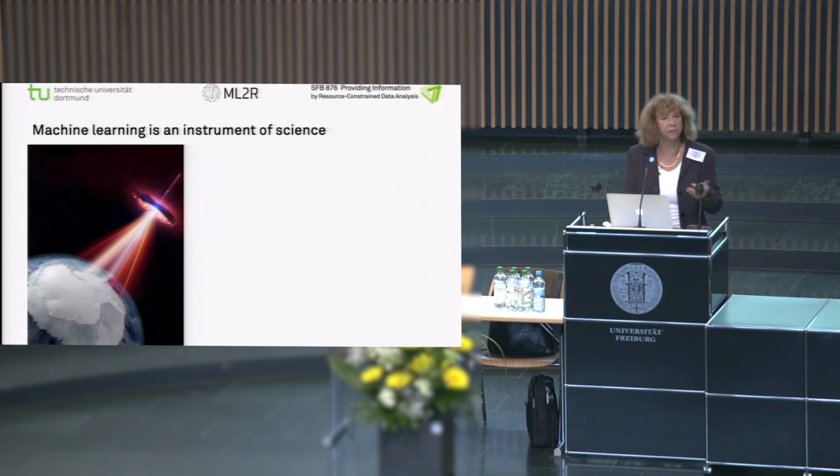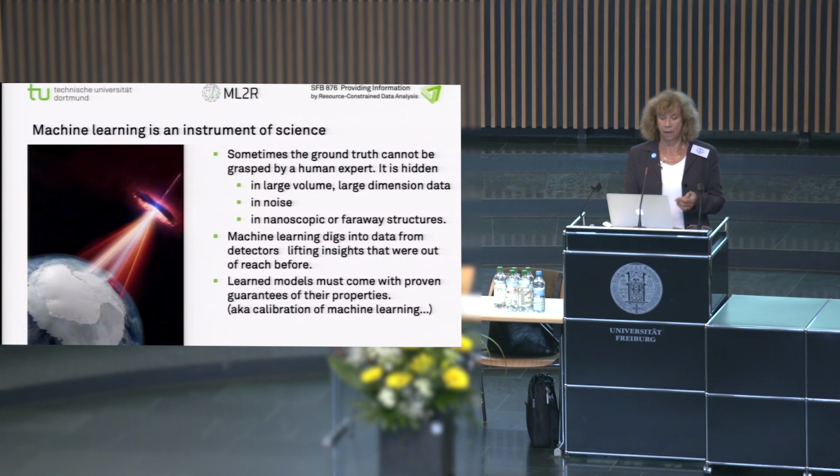Okay. So machine learning, in my view, is an instrument of science. It is an instrument as all the other instruments are as well. The ground truth cannot be grasped by a human expert in the current data-driven, or data volume-driven, experiments. So if you just look at the data, you will not find anything. So you actually need a machine that can handle large volume and large dimensional data, and that can handle noise or a very biased distribution. And if there is an instrument, it should be clear that you have to calibrate that instrument and that you have to know the properties of that instrument.